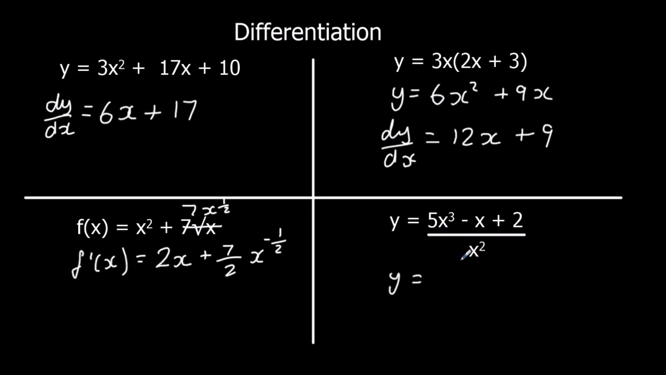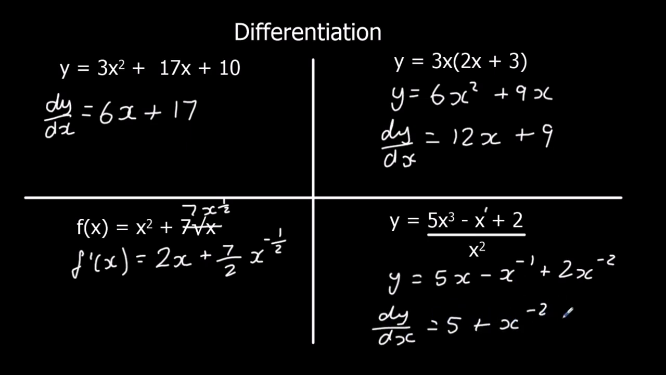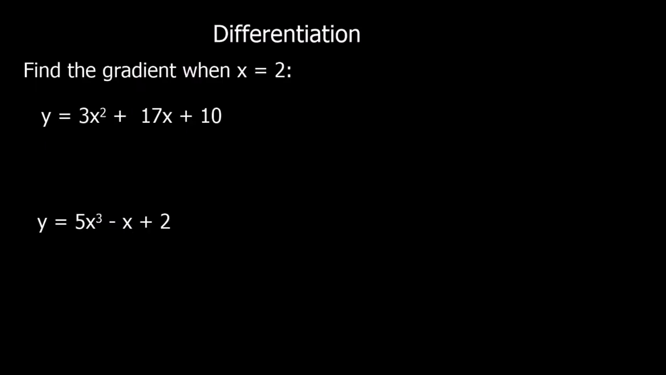And here we're going to divide through by x squared. So that will give us 5x minus, well, x1 divided by x squared is x minus 1. And 2 divided by x squared is 2x minus 2. And then we differentiate, so dy dx, the same process as before. Times by the power, take 1 off the power.